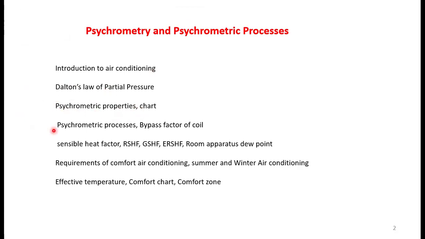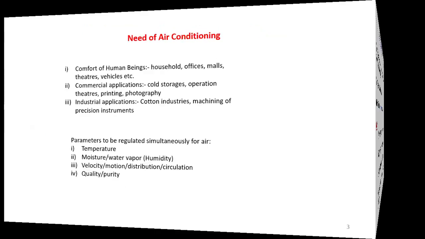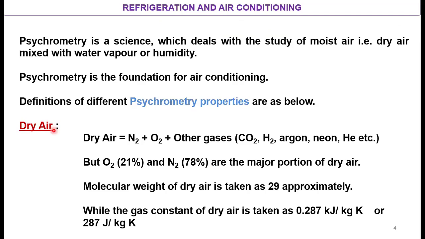And in your end term examination, one question is 100% there regarding the psychrometric properties. You have to write down the definitions of any four psychrometric properties. Okay, any three or any four psychrometric properties, and this question is there for 6 marks. So we'll see what are the definitions of these different psychrometric properties.